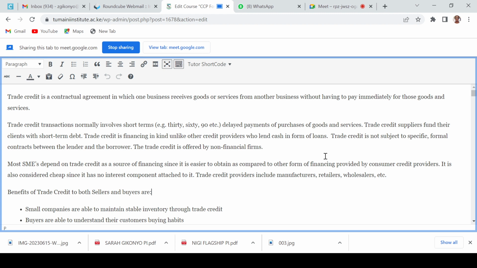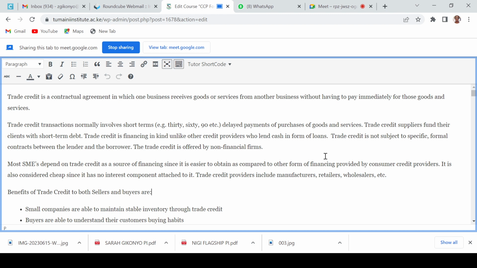It is short-term, and a payment is expected as per the agreed days, that date that has been given. So trade credit is financing. We say it is financing in kind. It is different from other credit providers like the banks, because they give you cash, or they will buy a motor vehicle for you and all that. But with trade credit, they'll give you the service or the goods to enable you to carry out business and pay at a future date.